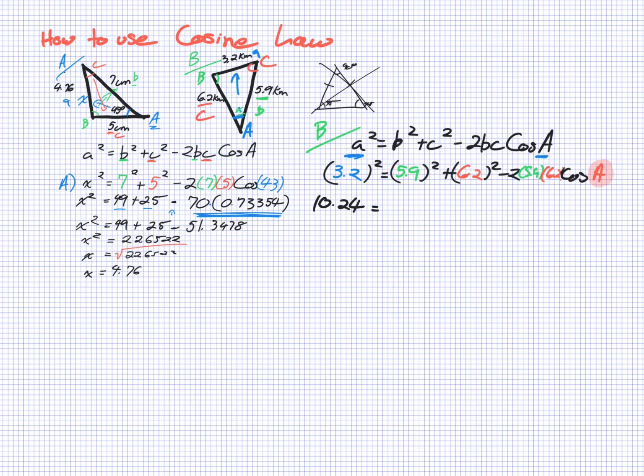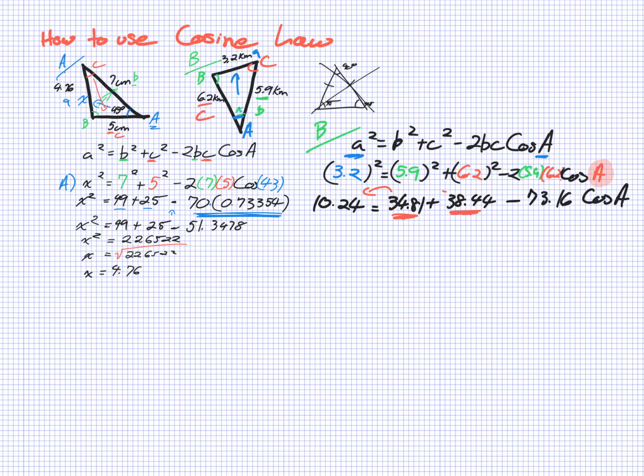5.9 squared is 34.81. Do me a favor, can you just double check? Yeah, that way I don't make a mistake there. 6.2 squared is 38.44. And then the next thing says negative 2 times 5.9 times 6.2. So I'm going to try that: negative 2 times 6.2 times 5.9. It's right? Okay, so we have negative 73.16 cos A.